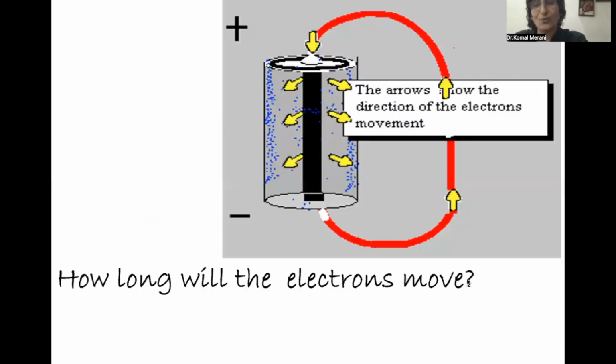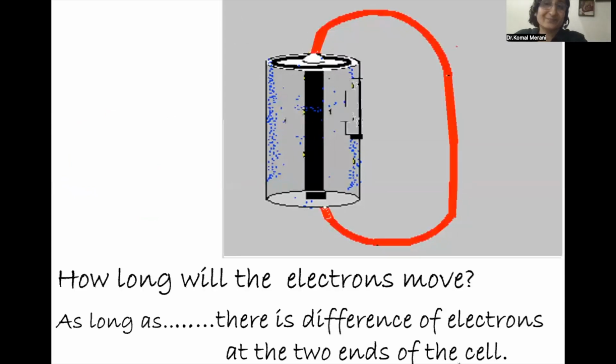But how long will the electrons move in this circuit? Surely they stop. So they will move as long as there is difference in the electrons at the two ends of the cell. Like if this cathode has excess, more number of electrons, and here less number of electrons, they keep on flowing until they become equal, until the concentration is equal.